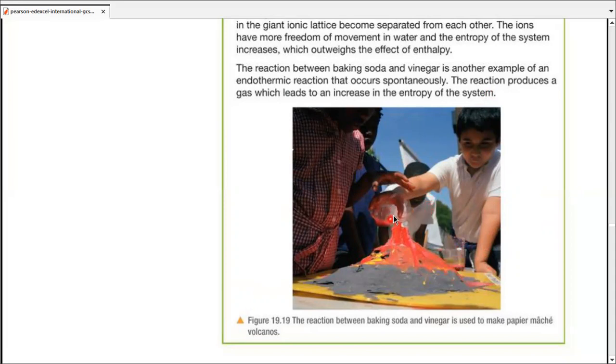vinegar. Students usually put vinegar in the beakers, they color it, and they usually put the baking soda inside the volcano first. As soon as they pour the vinegar on top, it produces a gas and everything comes out with a lot of effervescence and bubbling. So they're able to imitate the volcanoes. But in this case, to understand the chemistry, the entire driving force for the reaction to occur was the increase in the entropy of the system.